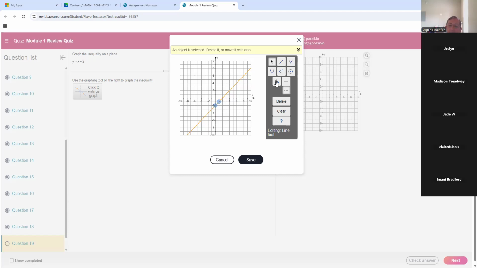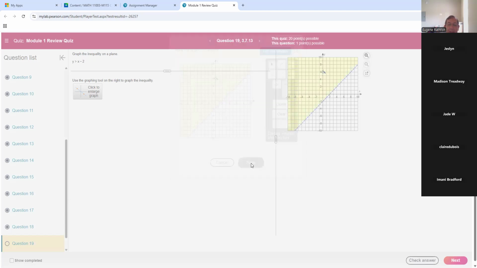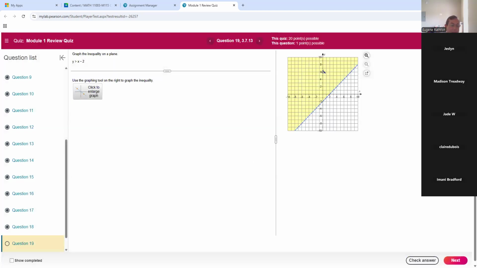Above the line. So y'all remember, grab the paint can, come over here above the line, and click enter. You also notice it's now painting above the line. Save that and hit next. So remember, greater than, less than, dash lines. Greater than shades above, less than shades below. If it was greater than or equal, less than or equal, you would have used a solid line, okay?